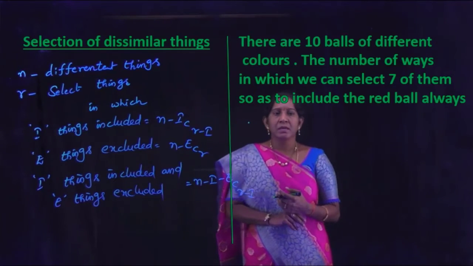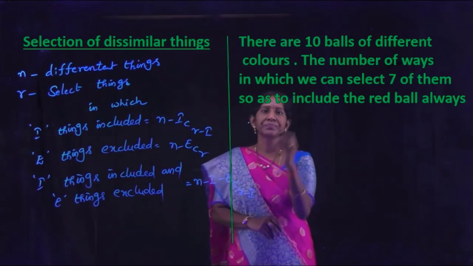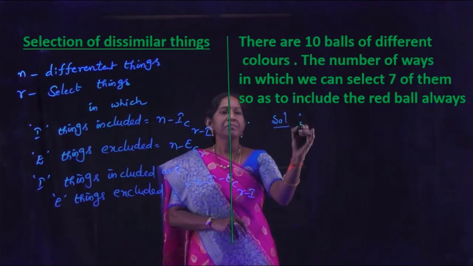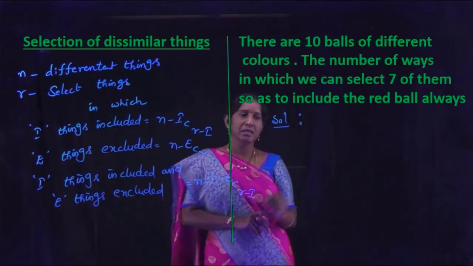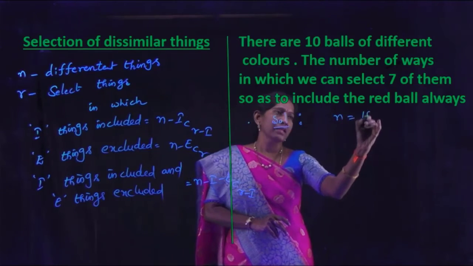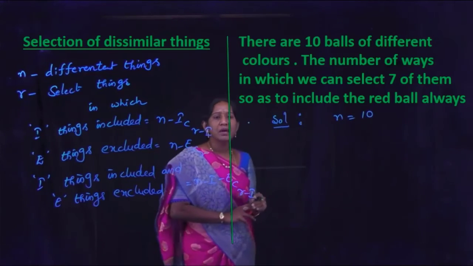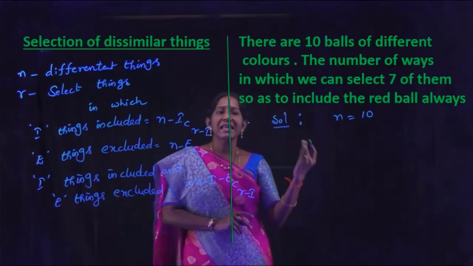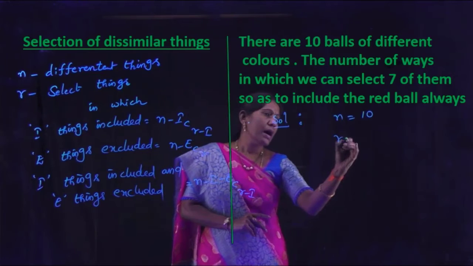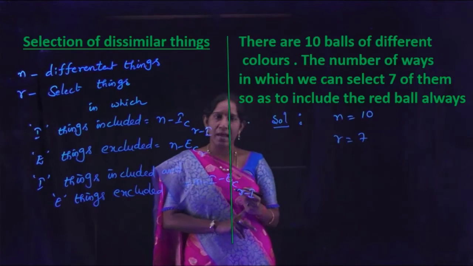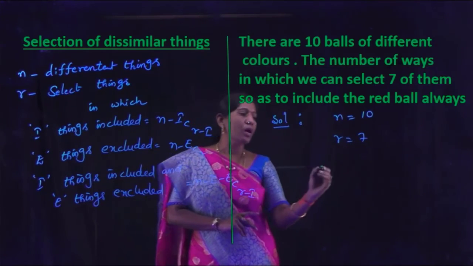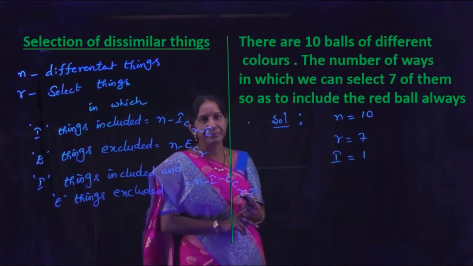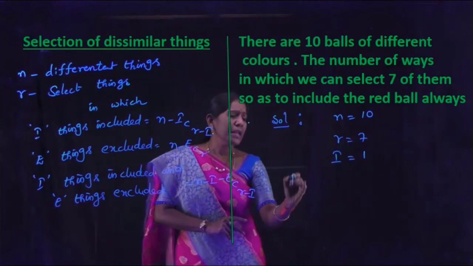Come to the problems based on this concept. Given problem: there are 10 balls of different colors. That means n equal to 10 given. The number of ways we can select 7 of them, so r equal to 7 given. So as to include the red ball always, including things given by i. So i equal to 1. Then required number of ways.